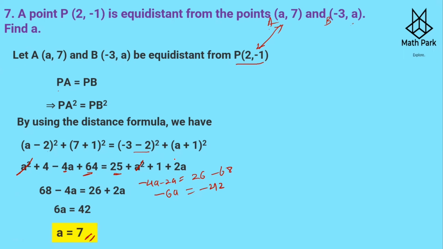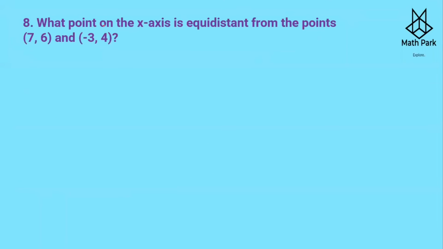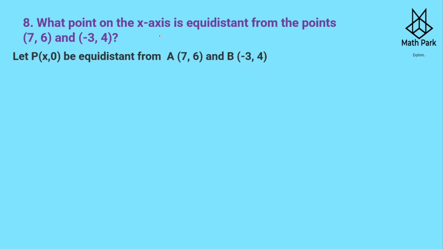So this is how we found the value of a. When the distance is given, the unknown coordinate can be found out. What point on x-axis is equidistant from the points 7, 6 and minus 3, 4? So let the point be equidistant from the points 7, 6 and minus 3, 4. Since it is on the x-axis, the y-coordinate is going to be 0.